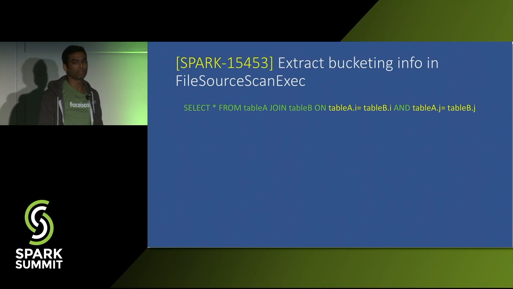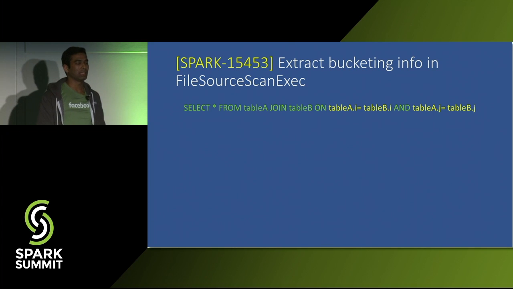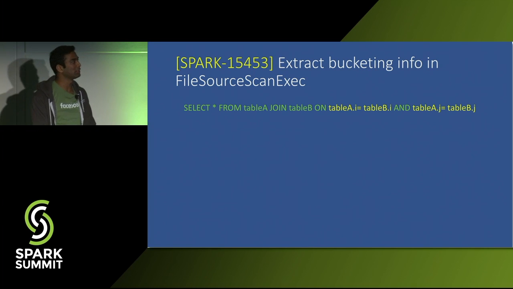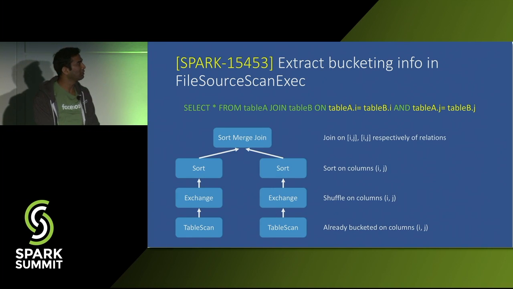When we moved from Spark 1.6 to 2.0, I was excited to see the bucketing support, and I started playing around with it. I tried out this example query. In this query, there's a join amongst two tables, table A and table B, and the join is over columns I and J. And when I ran this, I saw this physical plan.